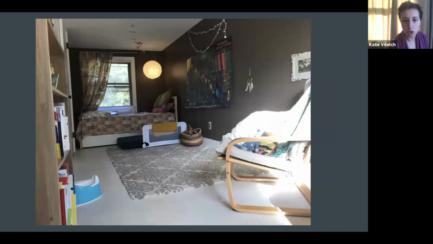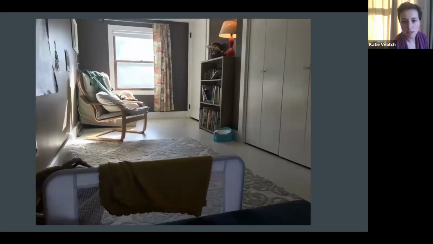Here's our room. I'm showing you our room. We are currently transitioning to independent sleep. So one of us sleeps on the big bed and our child sleeps in that low floor bed, and then we support as needed. So very simple. There's not a lot going on. This is the view for the child when they wake up. There's the chair, and then there's a little bookshelf and a potty for practice.